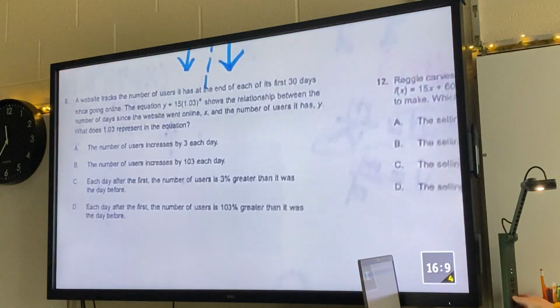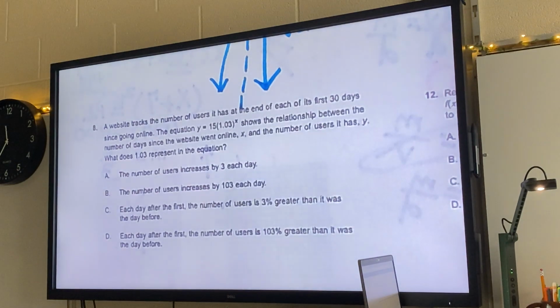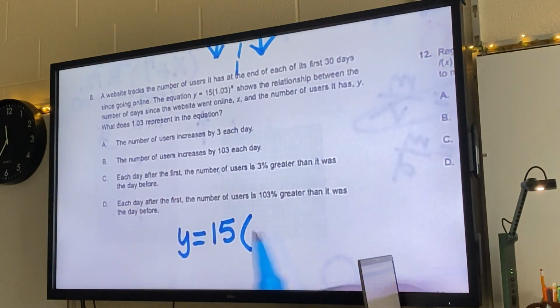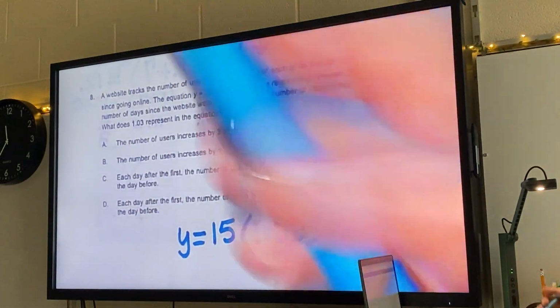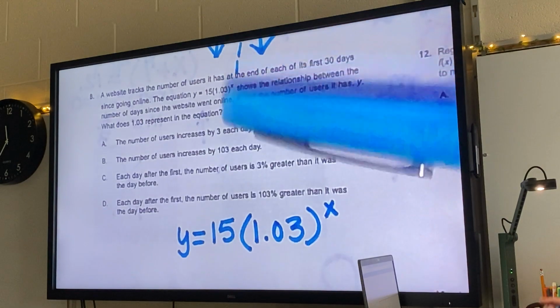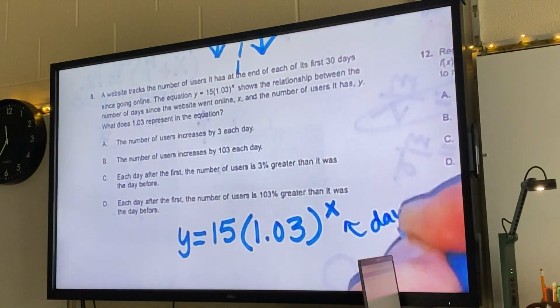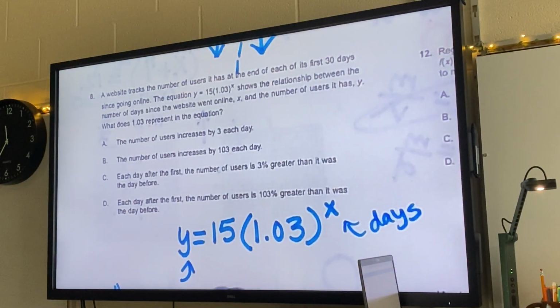All right, for number 8, it says a website tracks the number of users it has at the end of its first 30 days since going online. The equation y equals 15 times 1.03 to the x shows the relationship between the days it went online, x, so we plug in days, and the number of users it has, y.